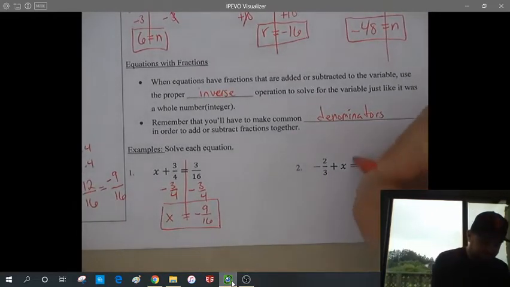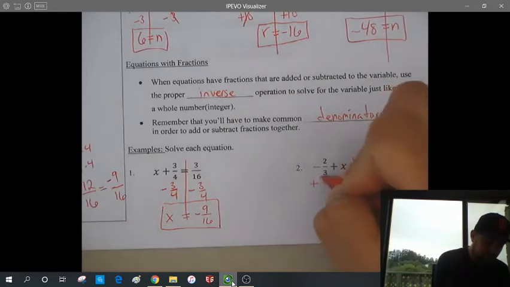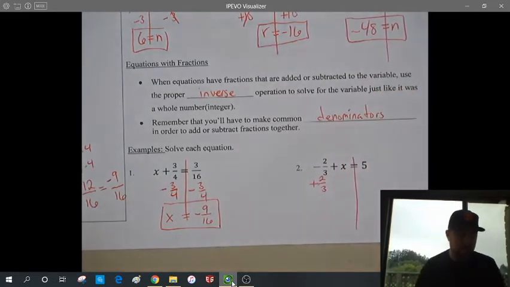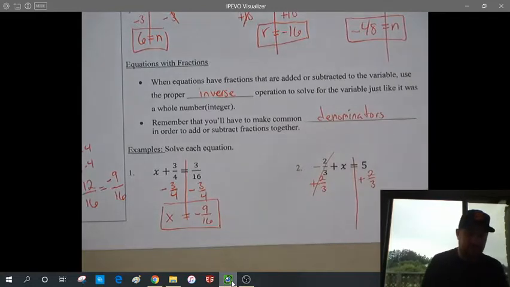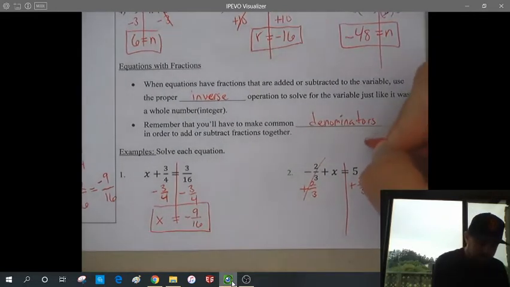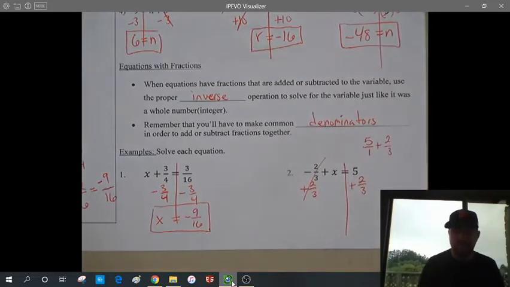Okay, for number 2, the inverse operation of adding -2/3 would be adding +2/3. So if I add +2/3 there, it's going to get that to cancel out. Have to do the same thing on the other side. Okay, now here's a situation where I'm starting with a whole number and adding a fraction to it. Now I could make it 5/1 and add 2/3, in which case I need to make common denominators.